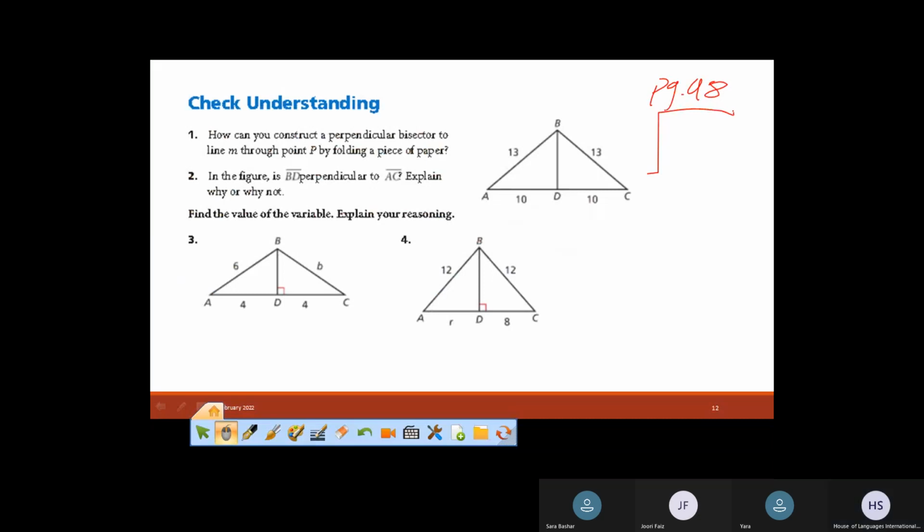Why yes? Bravo. Amouage says yes. Why? Because BD bisects AC and AD is equal to CD. And the distances from point B to the end points are equal. So they are perpendicular. So yes, because, okay, I'll write it up. Because BD bisects AC.